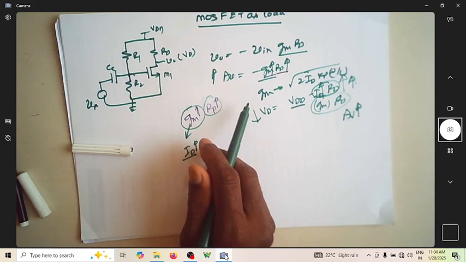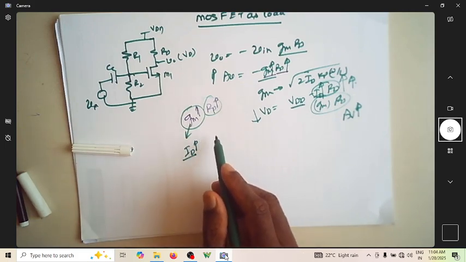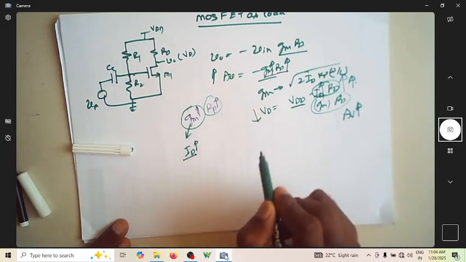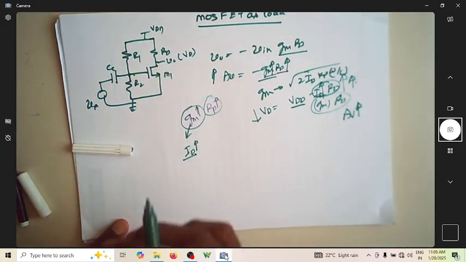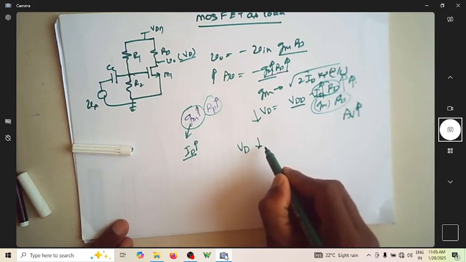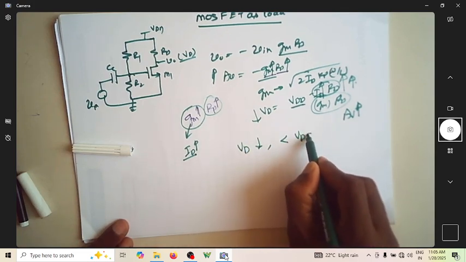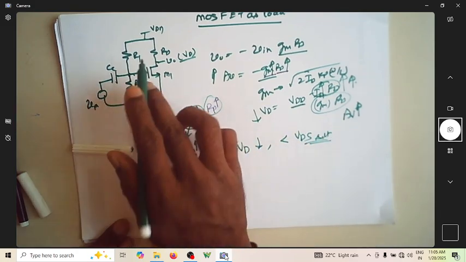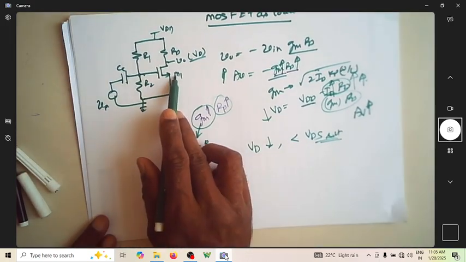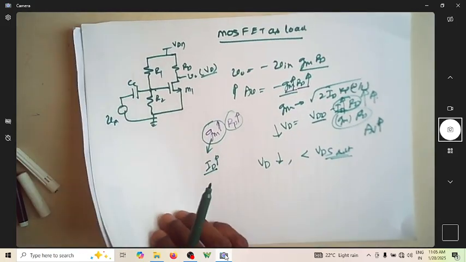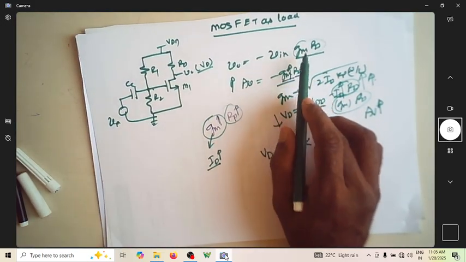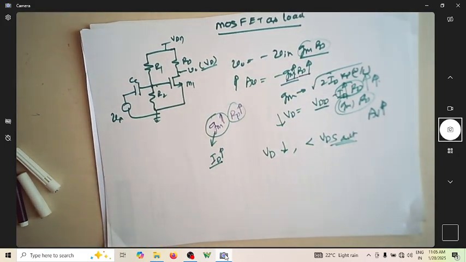So if you want to increase the value of AV, VD keeps reducing. What is the problem if your VD keeps reducing? Suppose VD keeps reducing and it comes below VDS sat, then this MOSFET is not in saturation region. So if the MOSFET is not in saturation, what about the equations that we have used for calculation, that is gm into RD? We got this expression of gm into RD from this small signal model.